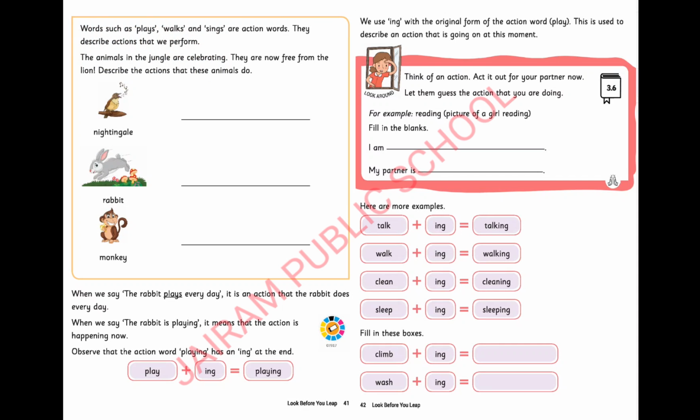The animals in the jungle are celebrating. They are free now. They are now free from the lion. Describe the actions these animals do. So these three animals given here are the animals in the jungle. What are they doing now? Look at the first picture. What does the nightingale do? The nightingale sings. Okay. What does the rabbit do? The rabbit jumps or hops. What does the monkey do? Monkey eats banana. These are some examples of action words.